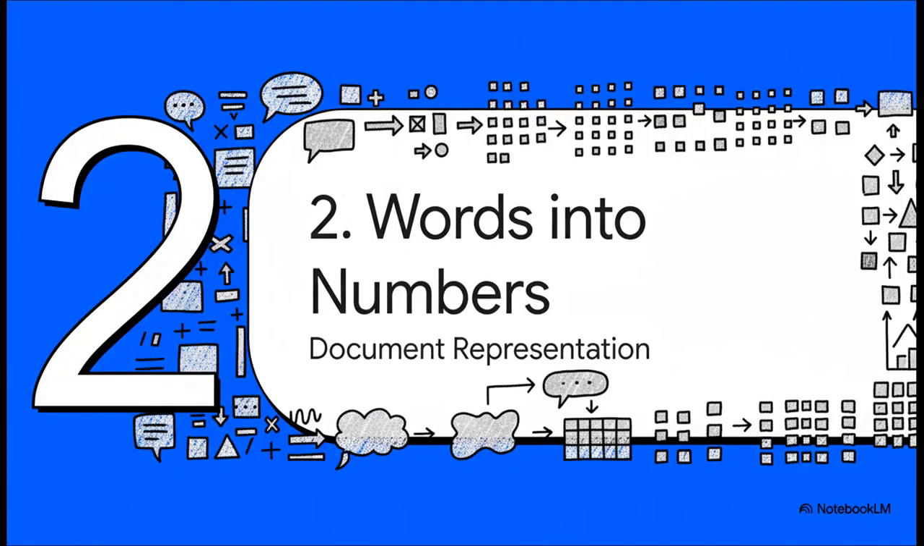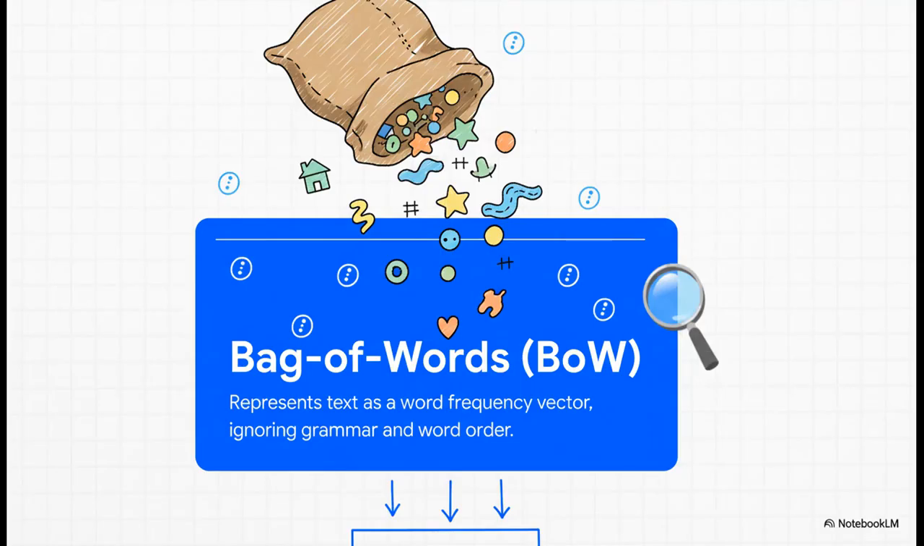Okay, on to the next stage. We've got our clean tokens, but computers don't speak English, right? They speak math. So now we have to figure out how to turn these words into numbers. The most basic way to do this is something called bag of words. Literally, just imagine throwing all the words from your text into a big bag, shaking it up, and then just counting how many times each word appears. It's super simple, super fast, but you lose all the grammar and word order.